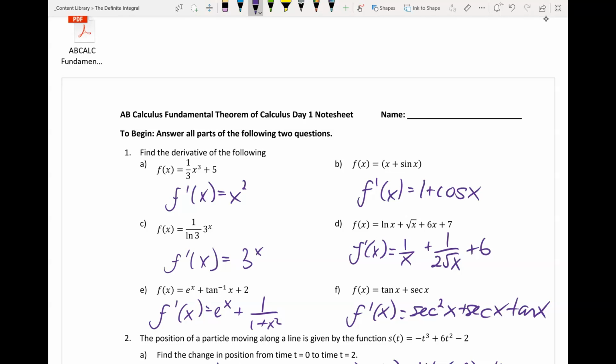So this is your power rule for 1a. You bring down 3, which means you have 3 divided by 3, and that's 1, and then you're left with x squared because you subtract 1 from the exponent. The derivative of any constant number is just 0.